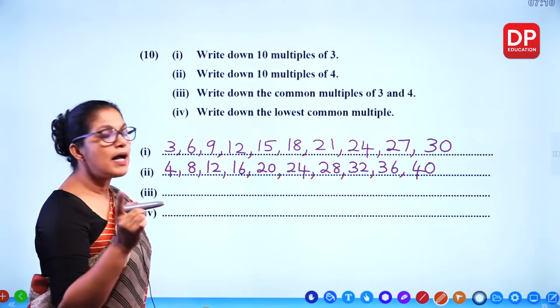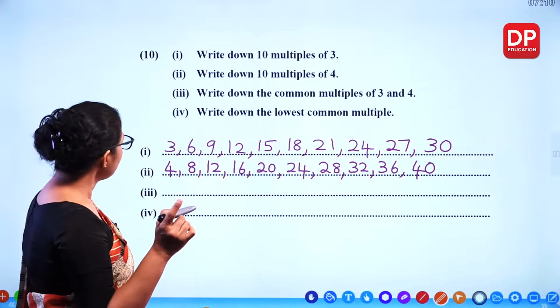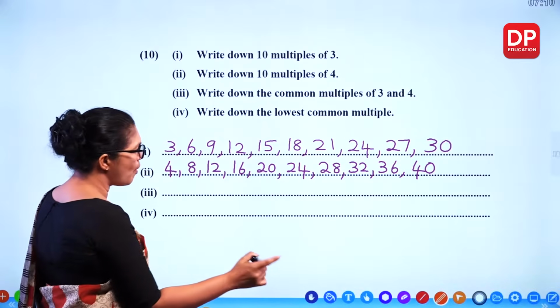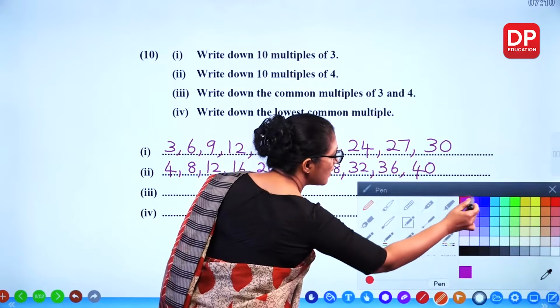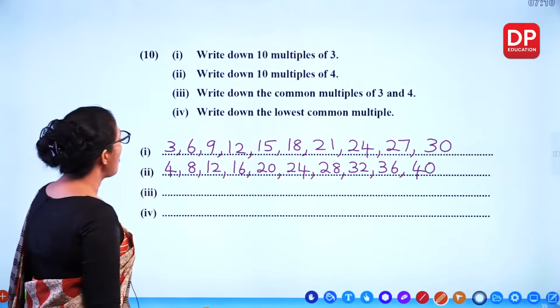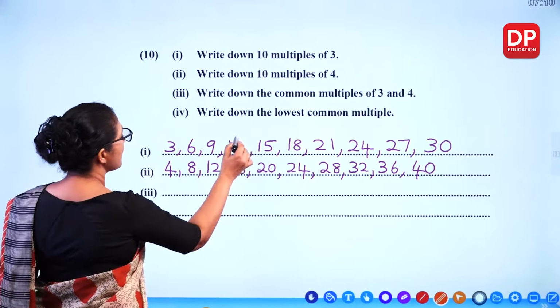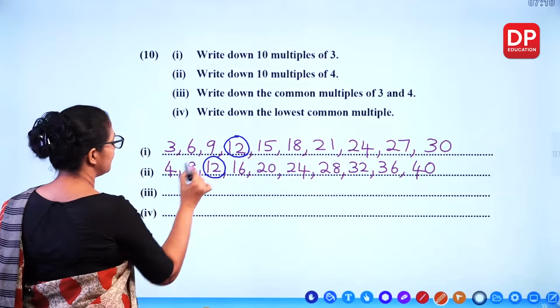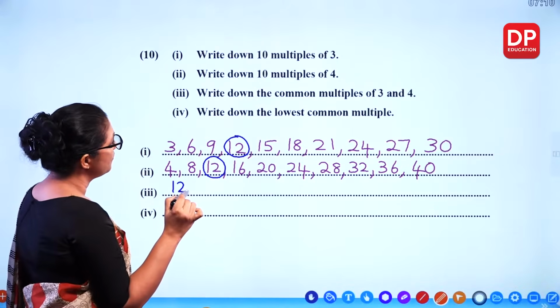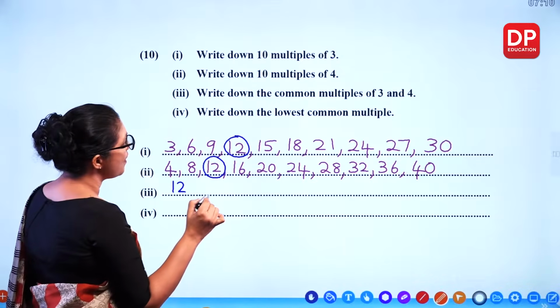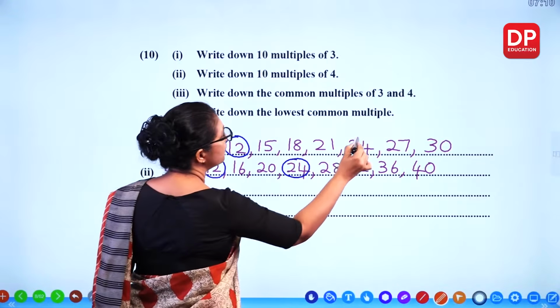Write down the common multiples of 3 and 4. Look carefully at what the common numbers are. So I'll highlight those common terms. Can you see? 12. Then what are the other numbers? 24.